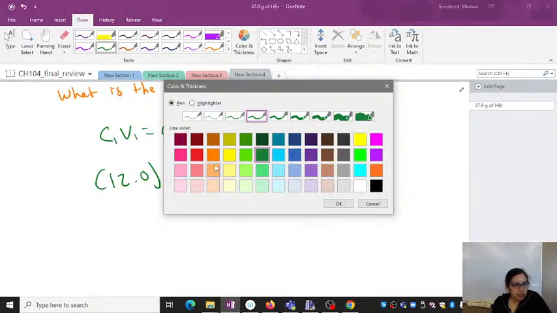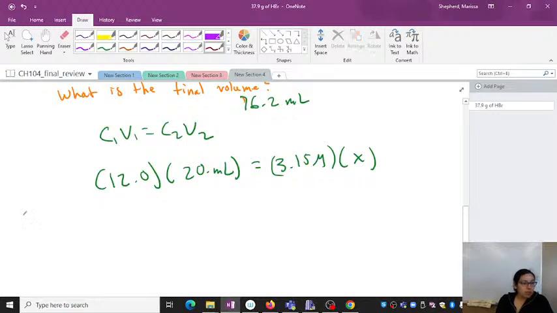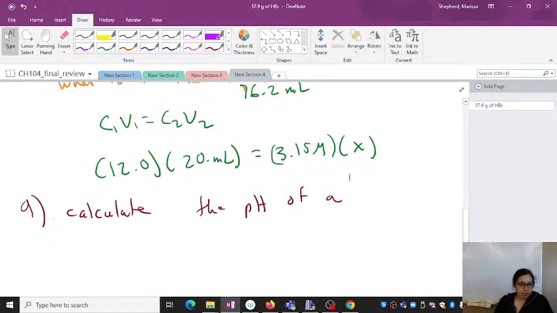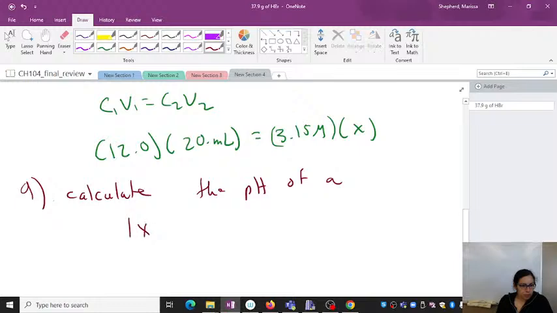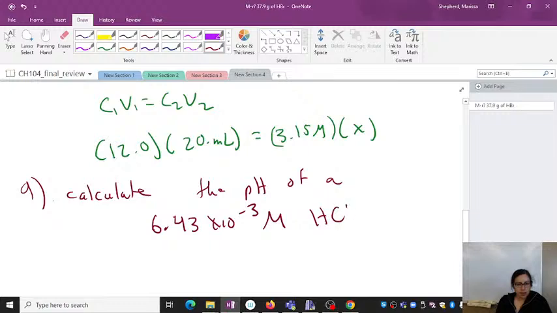And last question on your exam. So calculate the pH of a, 1 times 10, oh, let's not choose that number, actually, that's boring. Sorry, of a 6.43 times 10 to the negative third molarity solution of HCl.